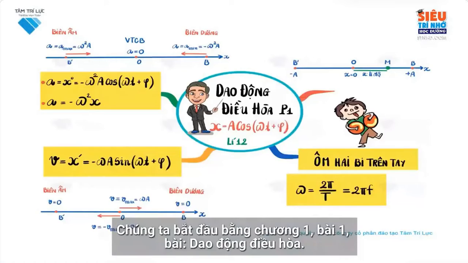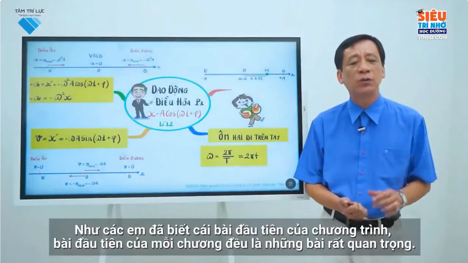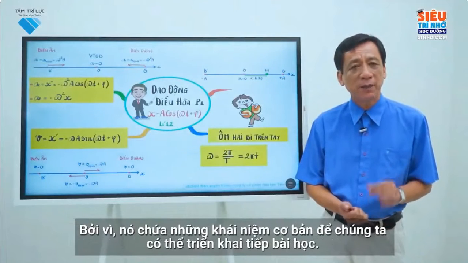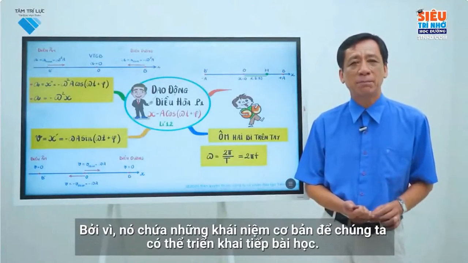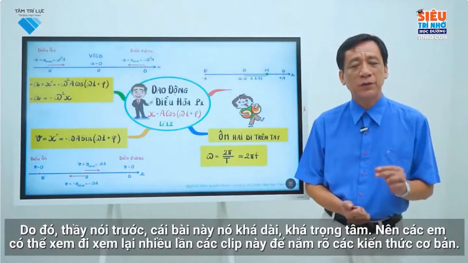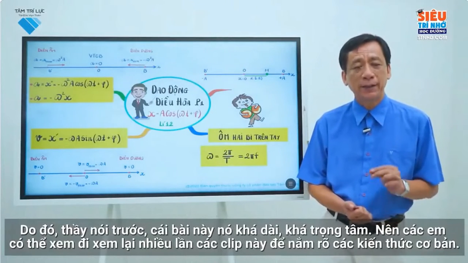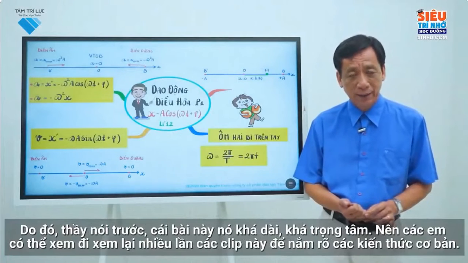Let's get started. Chapter 1, Lesson 1, Harmonic Oscillation. As you know, the first lesson of the program, or the first lesson of each chapter, is very important. It contains basic concepts that help us go into details of the lesson. This lesson is quite long, quite focused. You should watch these clips over and over again to understand the basic knowledge.